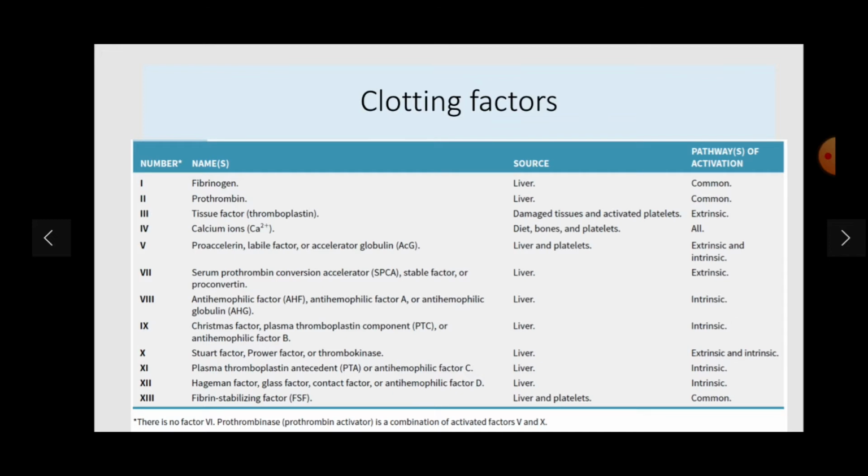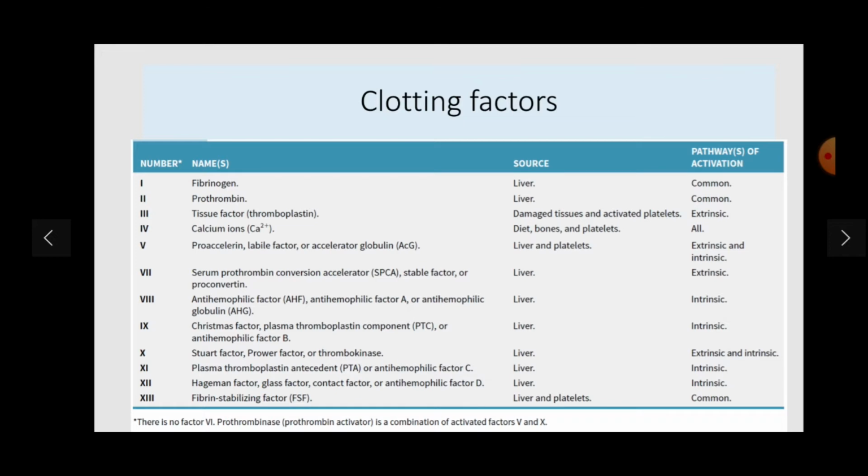Factor 4 is calcium, factor 5 is labile factor, factor 6 is non-existent, factor 7 is stable factor or proconvertin, factor 8 is anti-hemophilic factor, factor 9 is known as Christmas factor, also known as anti-hemophilic factor B, factor 10 is Stuart-Prower factor, factor 11 is plasma thromboplastin antecedent, also known as anti-hemophilic factor C. Factor 12 is Hageman factor, also known as glass factor or contact factor.